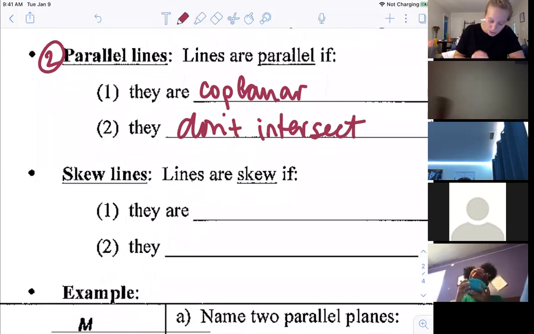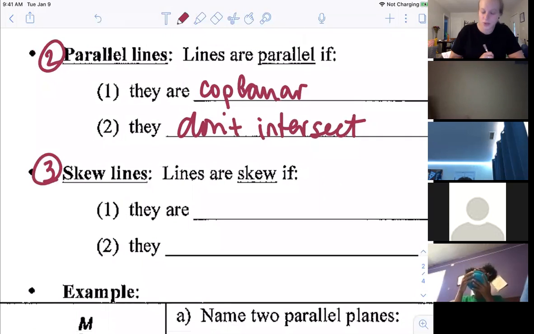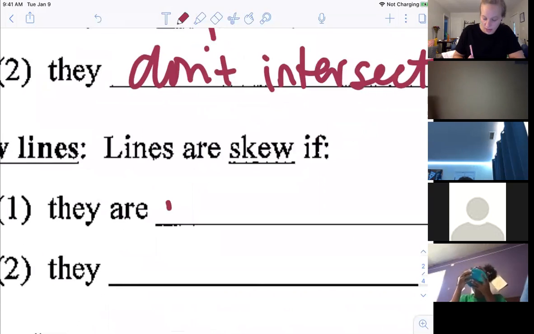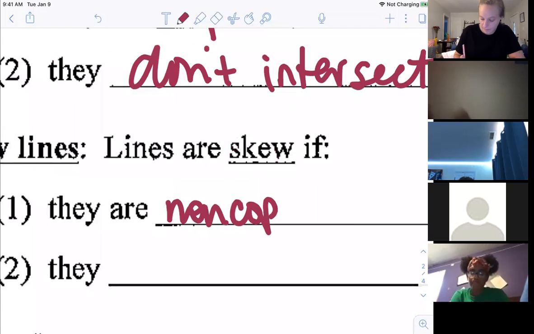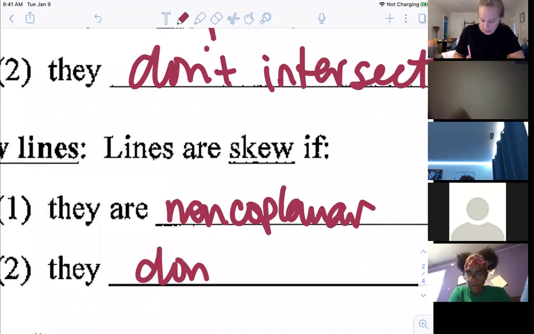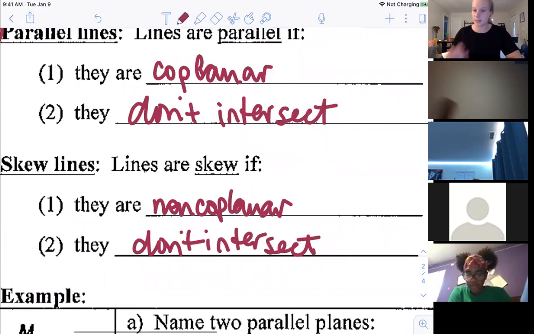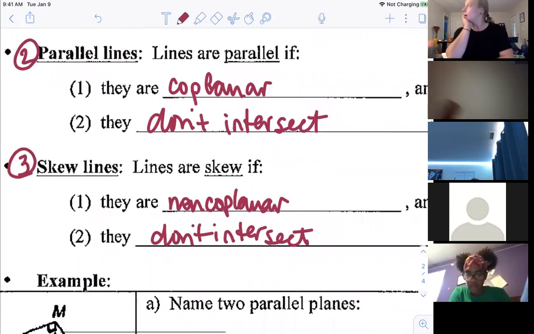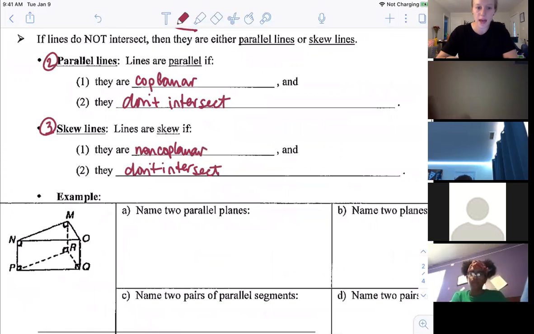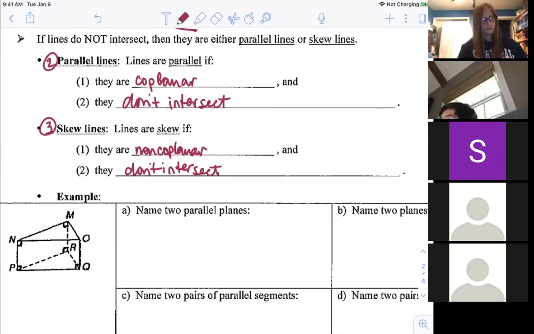The third option is skew lines, and skew lines mean that they are non-coplanar and they do not intersect. They're non-coplanar and they do not intersect. Okay, so we're going to do some examples with that. I hope that you've heard those kind of terms before.